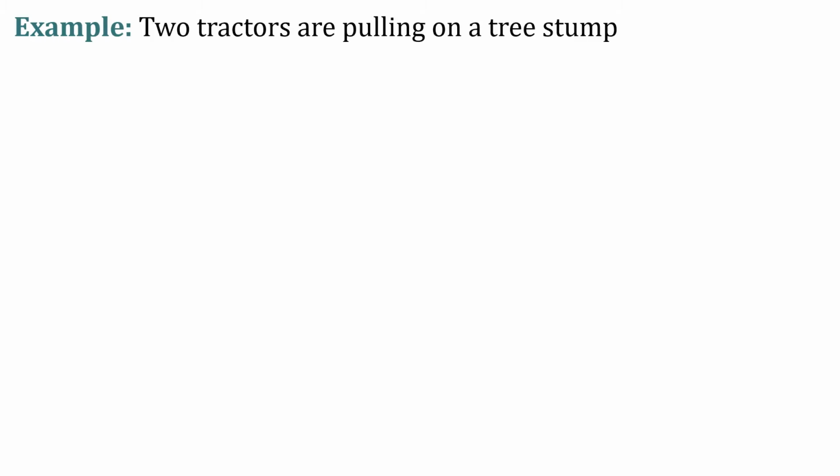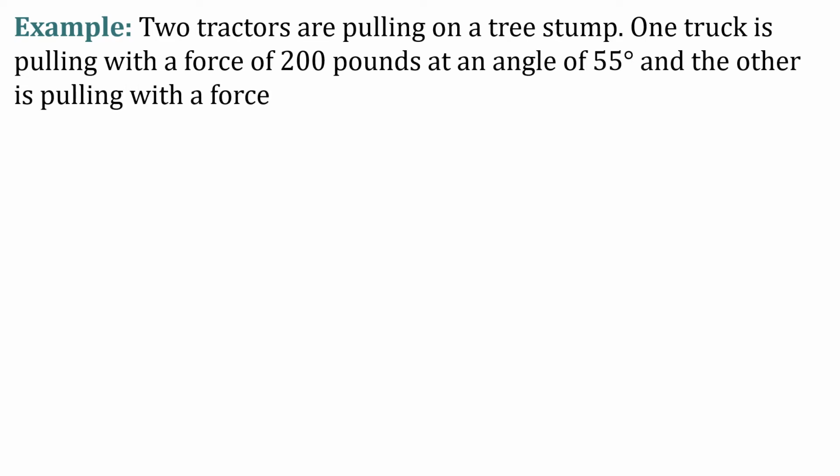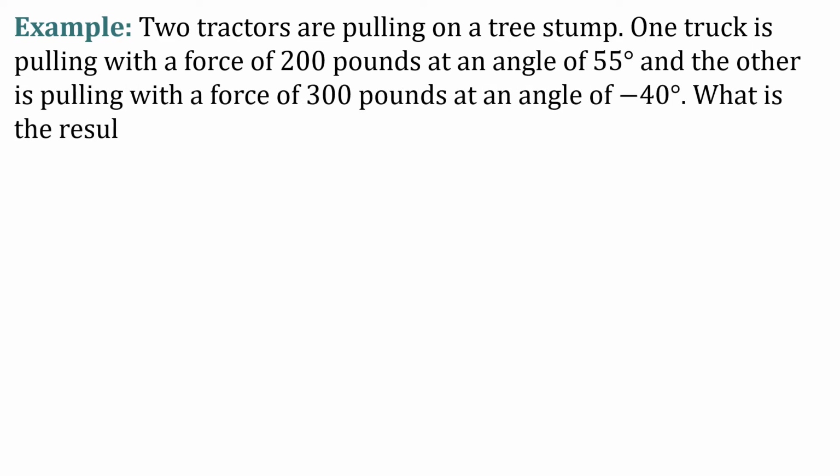So we're going to dive right into an example. 2 tractors are pulling on a tree stump. One truck is pulling with a force of 200 pounds at an angle of 55 degrees, and the other is pulling with a force of 300 pounds at an angle of negative 40 degrees. What is the resultant force and the direction?